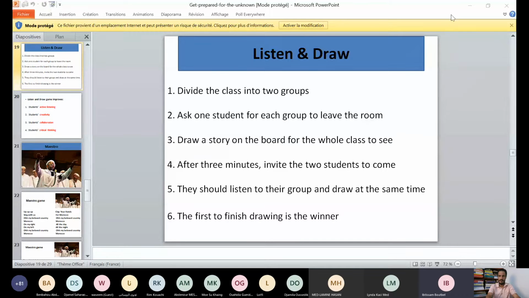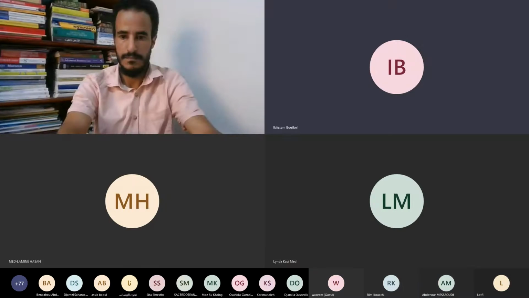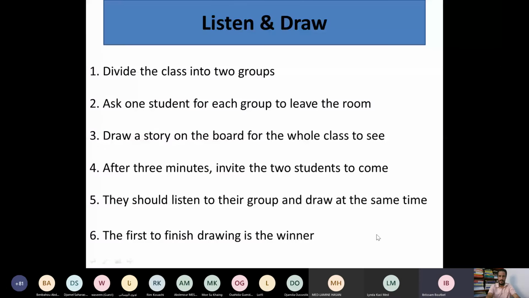Musa is saying that it seemed very engaging. Mo is saying that the atmosphere is happy and fun. All right, we can see the full screen now. Great. Yes, it seemed that they were happy and all participating.